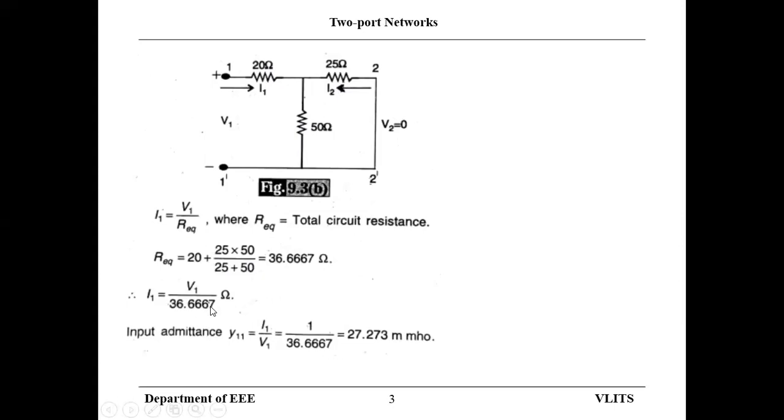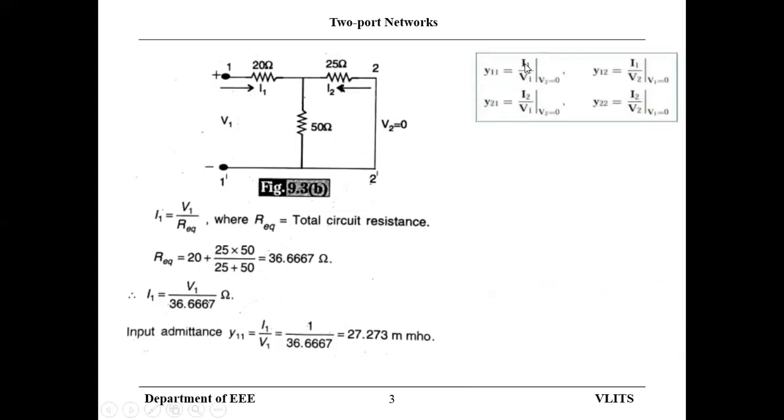Then from this equation, Y11 is equal to I1 by V1. In the place of I1, you can substitute V1 by 36.667, divided by V1. Here V1 gets cancelled, then you will get 1 by 36.667, that is Y11. So 1 by 36.667 is equal to 27.273. This is how you can find Y11.